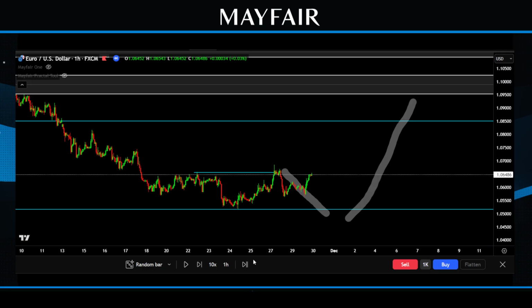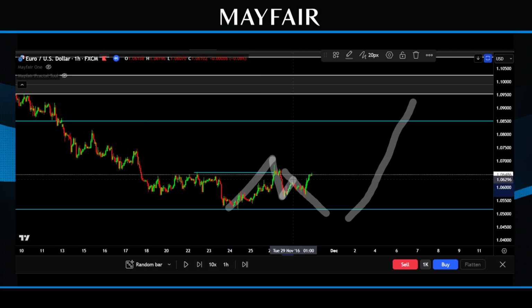However, we've just changed the character again, right? So what we've now done is we've come up, we've come down, we've come up, we've come down, and we've now started a new uptrend, because we've had kind of the pull back, the move up, and the push back down.